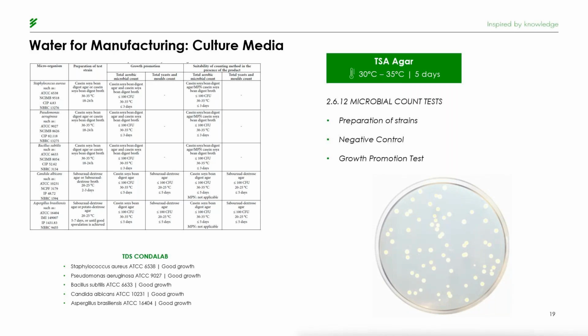This reference medium, both the one we know from ISO standards and the Pharmacopoeia that we see here, is going to go through a growth promotion test with all these strains. And again, we can find very common pathogens or contamination microorganisms such as Staphylococcus, Candida, Aspergillus, that are very common pathogens for analysis in the pharma industry.